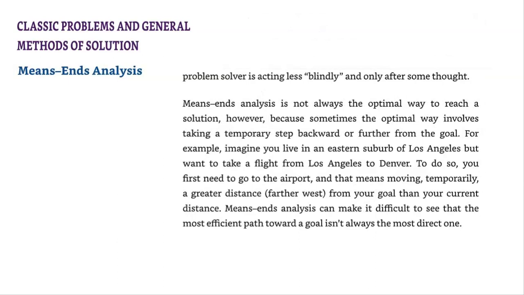Means-end analysis is not always the optimal way to reach a solution, because sometimes the optimal way involves taking a temporary step backward or further from the goal. For example, imagine you live in an eastern suburb of Los Angeles, as they say on the Andy Griffith Show, but you want to take a flight from Los Angeles to Denver. To do so, you first need to go to the airport, and that means moving temporarily a greater distance further west from your goal than your current distance.